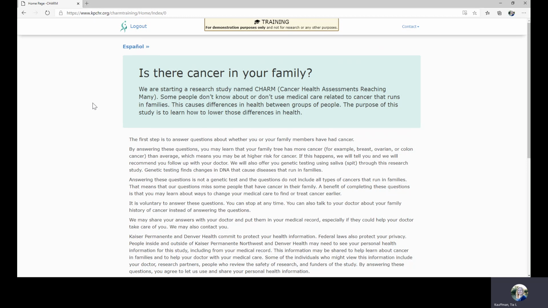We've also been asked several times if this tool integrates with the electronic medical record. It does not currently. That would be a great goal for down the line, but as it is now, this is a standalone tool, and the information that patients enter resides on a server at the Center for Health Research.